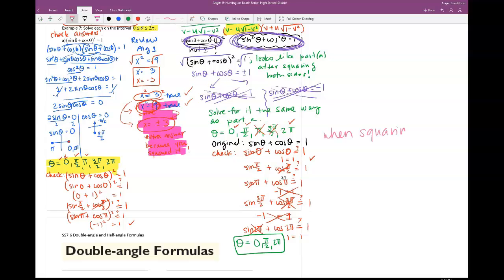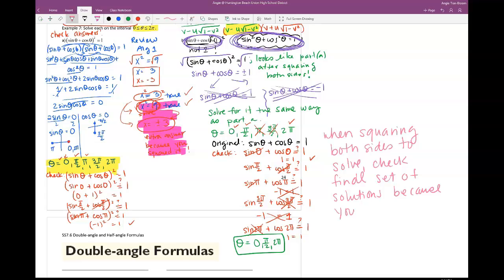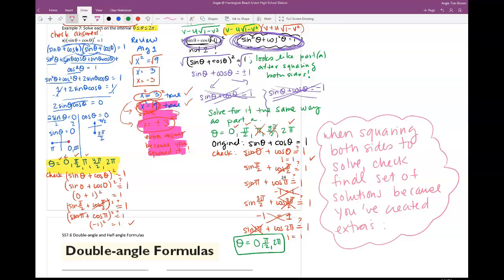So when squaring both sides to solve, check the final set of solutions, because you have created extra, okay? Because you squared both sides, now you have created extra, so that means you need to test which ones are the extra ones that don't belong in the original, okay? All right, so this is the end of our 7.5, yay!